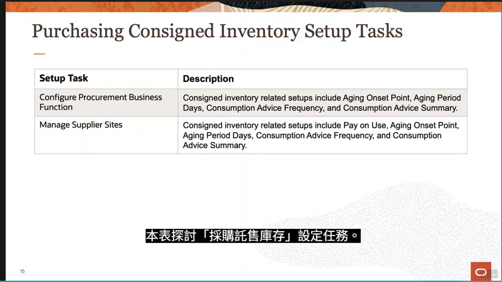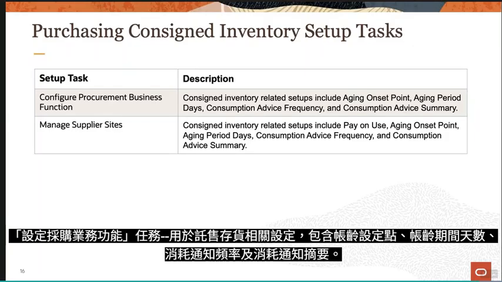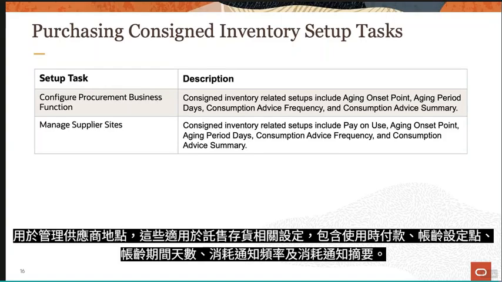This table discusses the purchasing consigned inventory setup task. Consignment terms can be set up to default on the consignment agreement. The Configure Procurement Business Function task is for consigned inventory related setups which include the aging onset point, aging period days, consumption advice frequency, and consumption advice summary. For managing supplier sites, these are for consigned inventory related setups which include pay on use, aging onset point, aging period days, consumption advice frequency, and consumption advice summary.